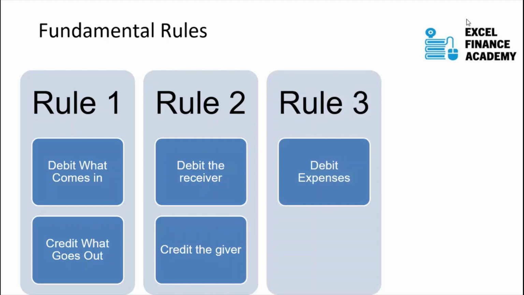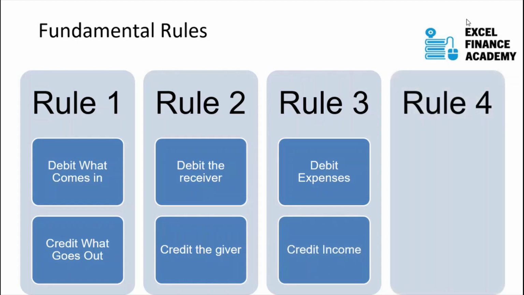Rule 3 is debit all your expenses. Whatever is your expense, whatever you spent, is your debit side, and whatever is your income, you may be selling something, right? So that is your credit side.